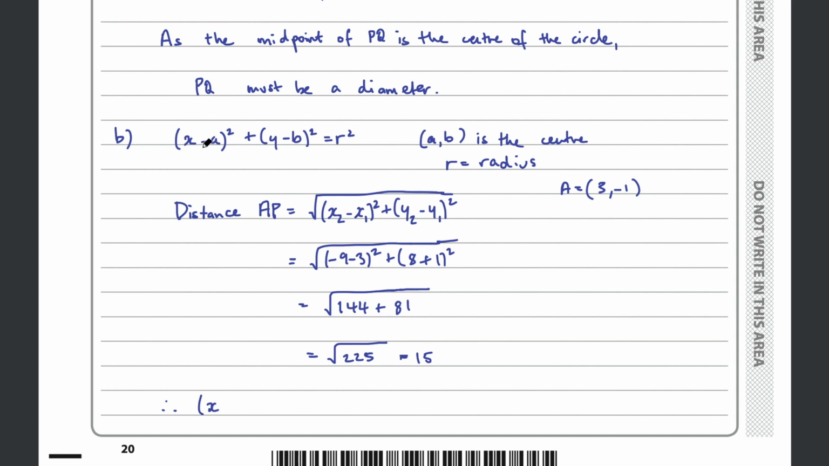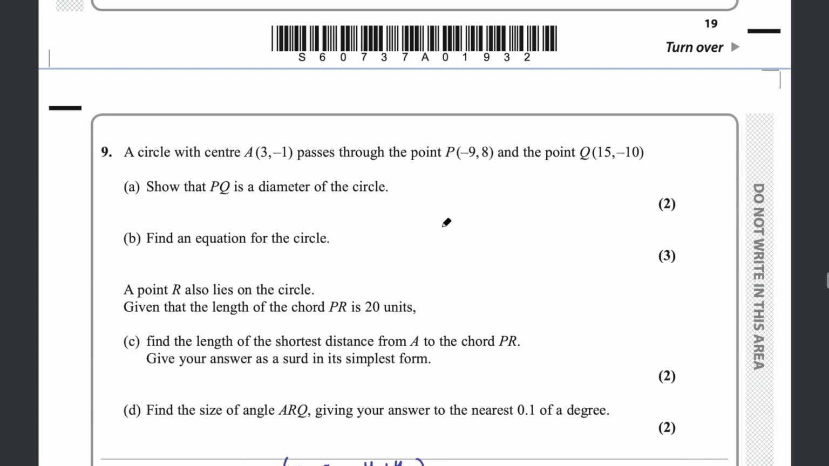So therefore, the equation is x take A was 3, so the center, remember, is 3, -1. Now it's important what you do with these negatives here. If it's a positive, it stays negative. And if it's a negative, you need to turn this into a positive. So it's opposites world here in equations of circles. And this equals the radius squared, as we said, is 225. So there is the equation of the circle for part B.